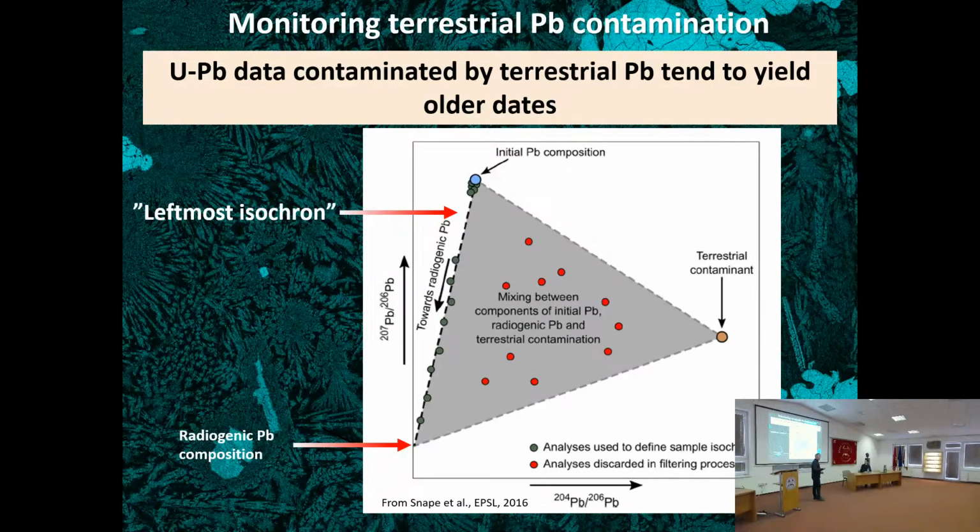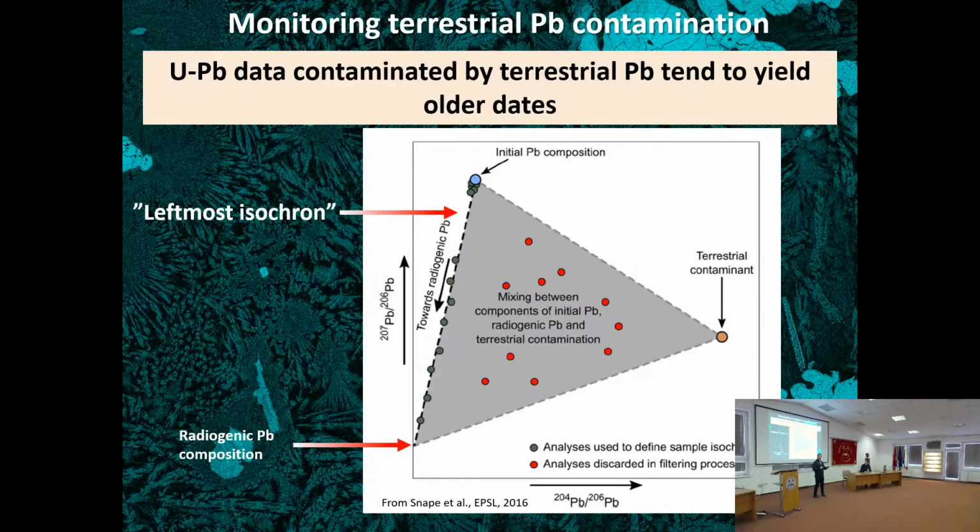The great advantage of this approach is that we can monitor terrestrial lead contamination. In fact, in practice, when we analyze a sample, we don't see a nice regression. We don't see a nice line. What we see is data scattered within a triangle formed by three components: terrestrial lead, initial lead, and radiogenic lead.